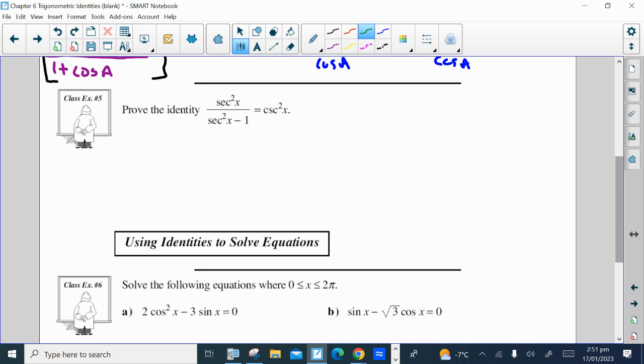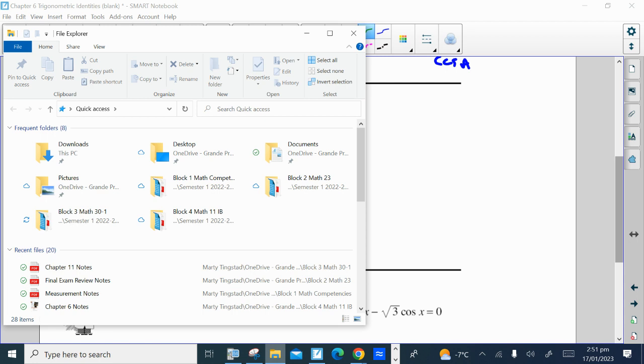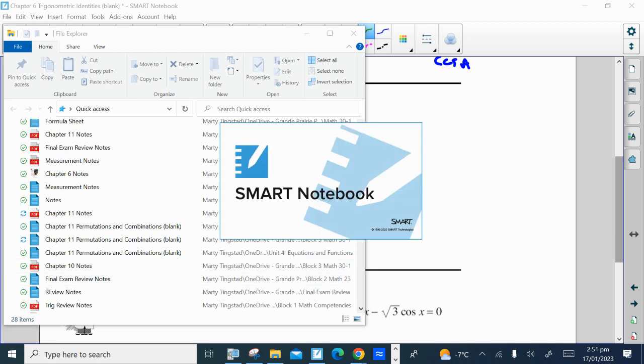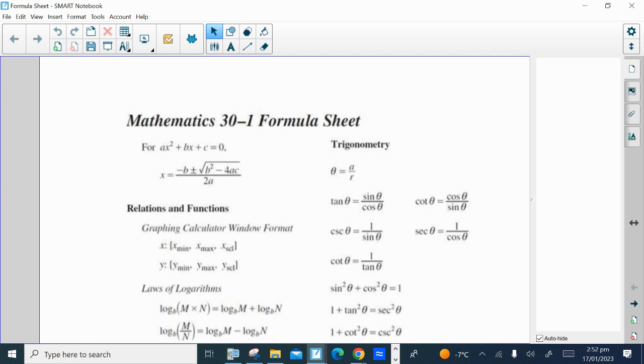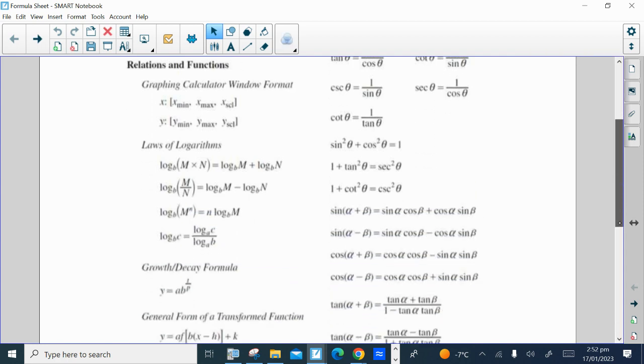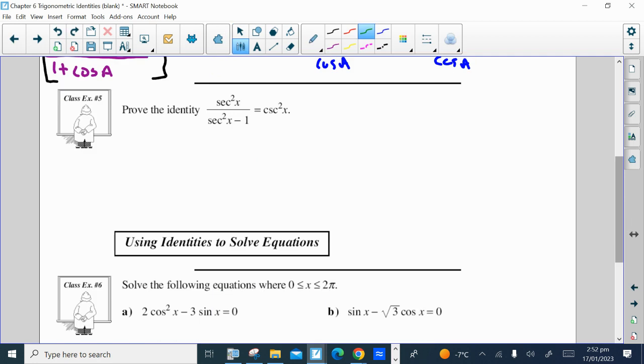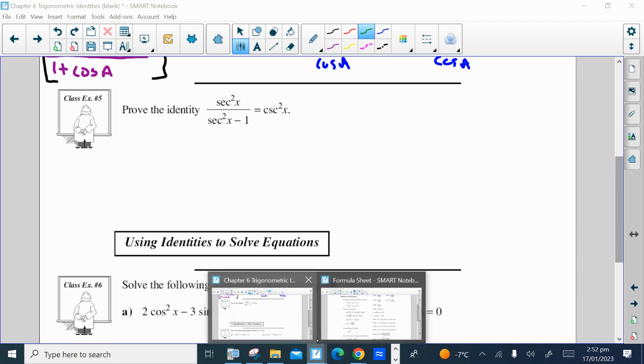Okay, so now we want to prove this one. We've got some squareds there. So that tells me to look at the Pythagorean identities. So let's open up the formula sheet here. There we go. So there's our Pythagorean identities there. We've got secant squared x on top and secant squared x minus 1 on the bottom.